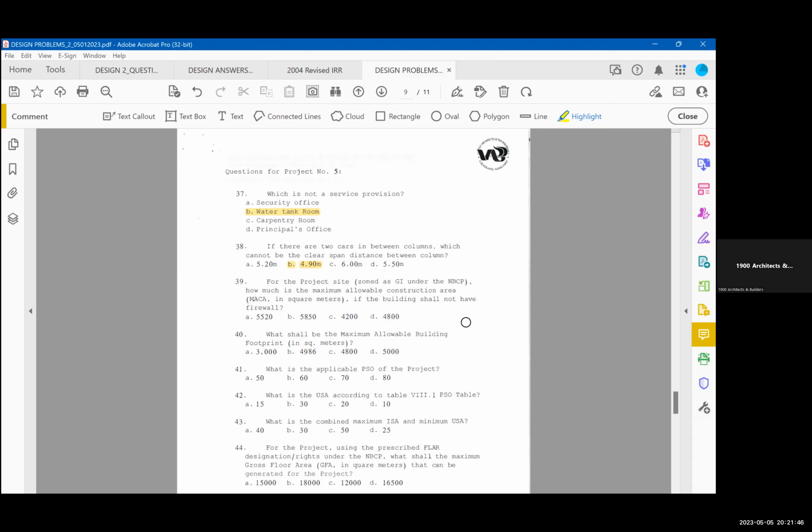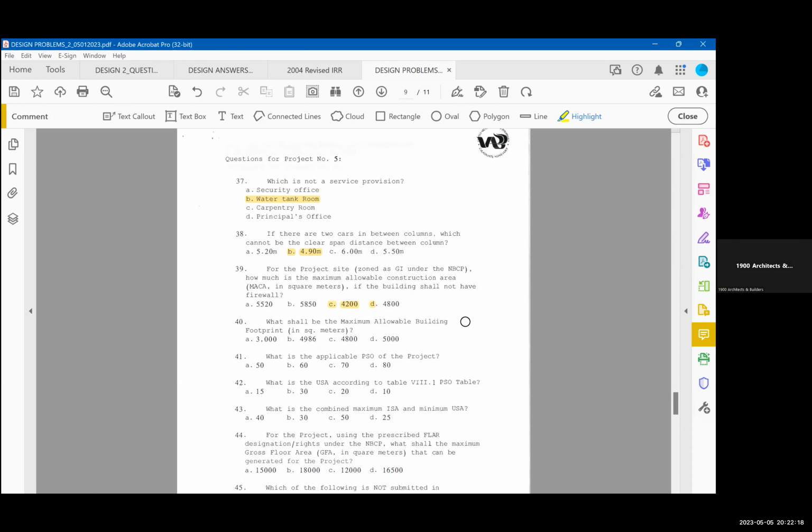Let's see. The answer is letter B, 1,900. Sorry. Mali pala yung the answer, number 39 pa pala tayo. Okay, the answer here is letter C, 1,200. Dito na pala tayo sa yung maximum allowable building ay letter B, 1,900.